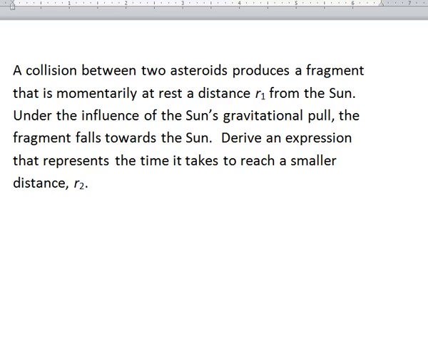A collision between two asteroids produces a fragment that is momentarily at rest at a distance r1 from the Sun. Under the influence of the Sun's gravitational pull, the fragment falls towards the Sun. Derive an expression that represents the time it takes to reach the smaller distance r2.